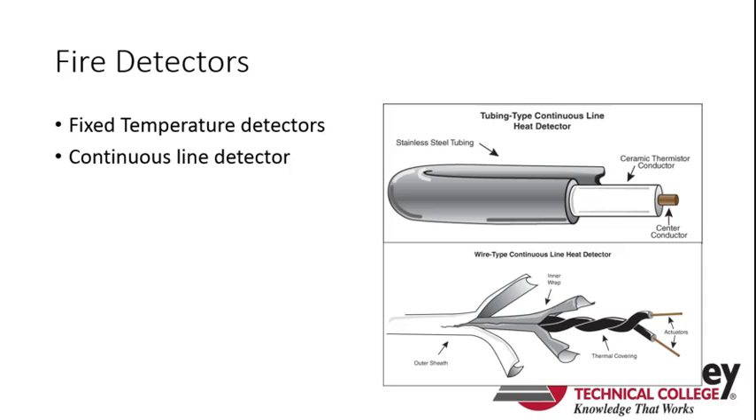The second type would be a continuous line detector, and there's a couple of different options for that. But what happens is there's usually two different types of metal. If you look at the one on the top, you have the stainless steel tubing. The one on the bottom, you have the center conductor. You have a thermistor, another type of conductor. And these will all expand at different temperatures. So as there starts to be heat, one's going to expand, the other doesn't. As soon as they no longer touch, that's going to signal the alarm.